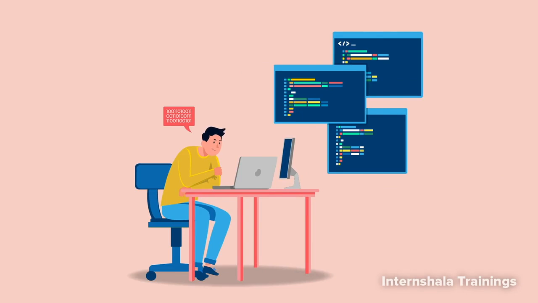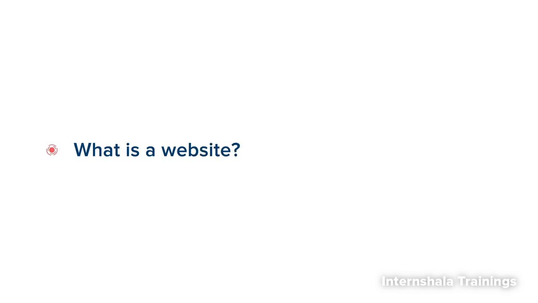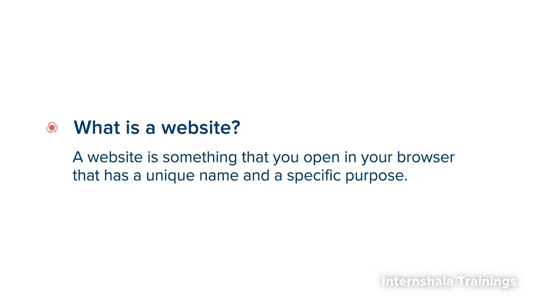Now that you know a little bit about websites and what they can do, let us move to the questions we posed earlier. What is a website? You have used multiple websites and you already know what a website looks like. So let us put a formal definition to a website. A website is something that you open in a browser. A website has a unique name and a specific purpose. It is composed of multiple related web pages that contain some specific information.